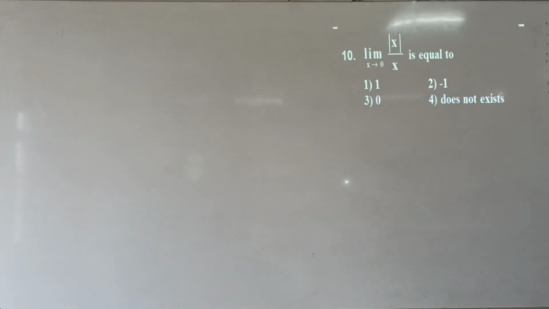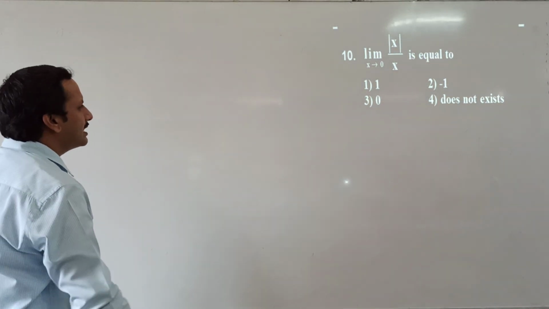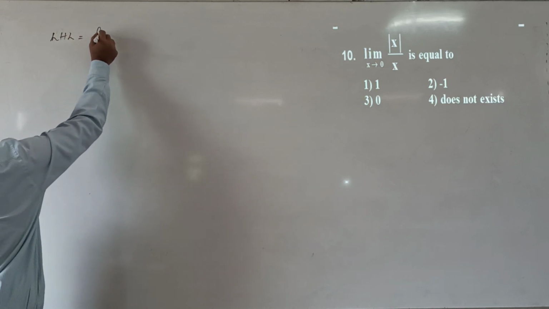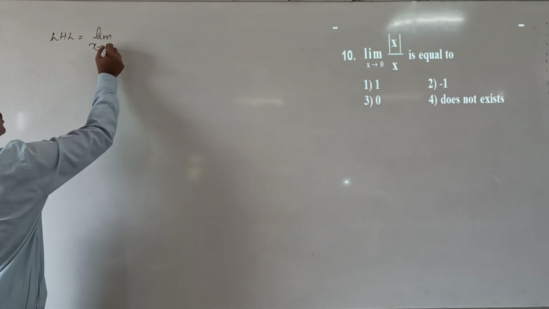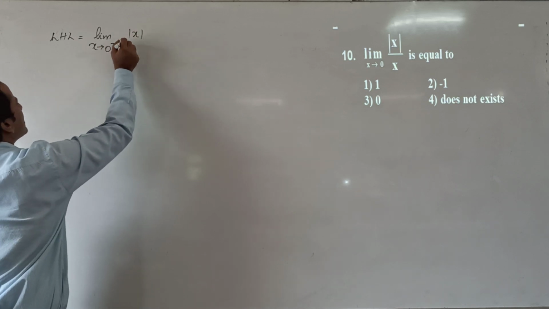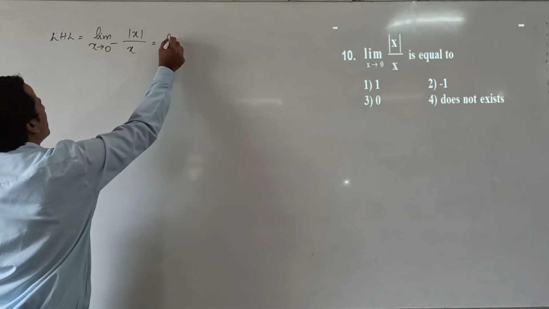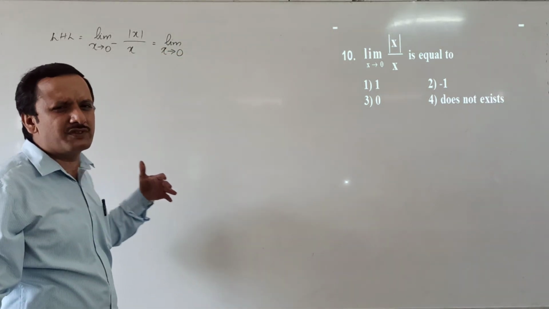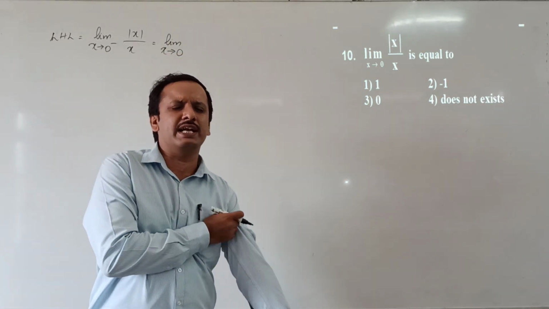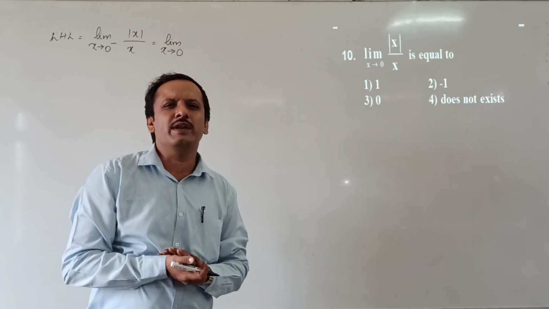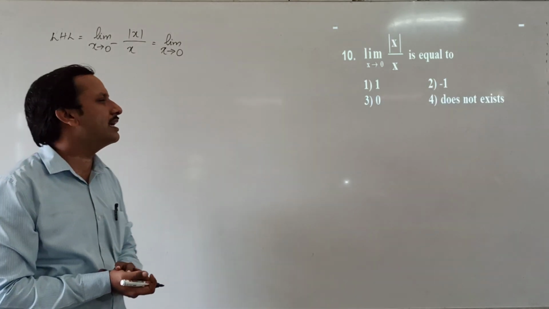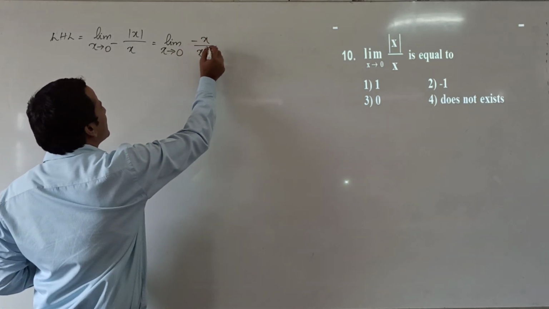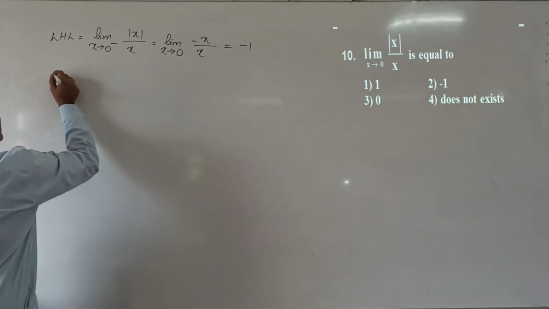Question number 10. Limit x tends to 0, mod x by x is equal. So I will find the left hand limit and the right hand limit. Left hand limit: x tends to 0 minus, mod x by x. That's equal to limit x tends to 0, x is approaching from left side. When x approaches from left side, x is less than 0. Whenever x is less than 0, mod x is defined as minus x, divided by x. So this will be equal to minus 1.